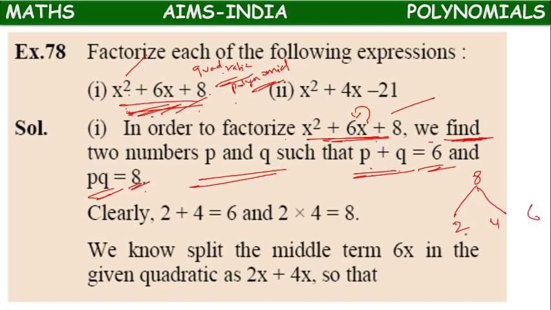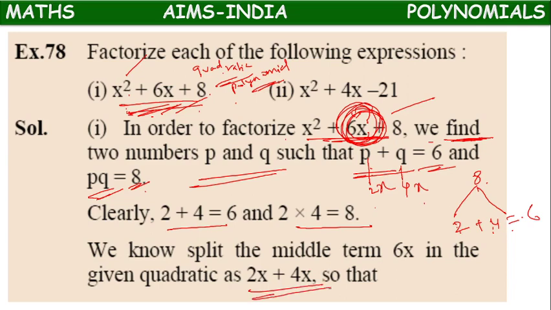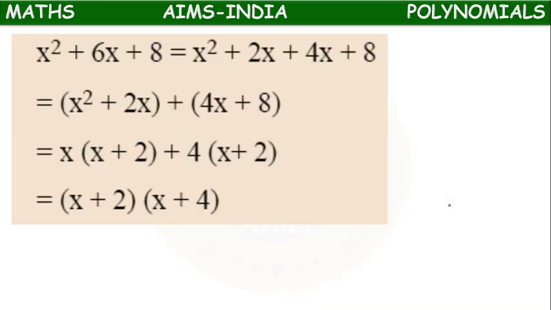We can take 2 and 4. 2 plus 4 equals 6, and 2 into 4 equals 8. Product is 8, sum is 6. Now the p value is 2, the q value is 4. Now we split the middle term 6x into 2x plus 4x.